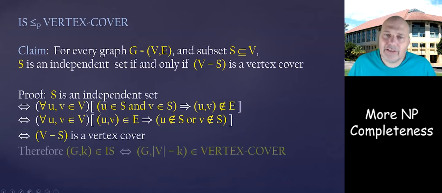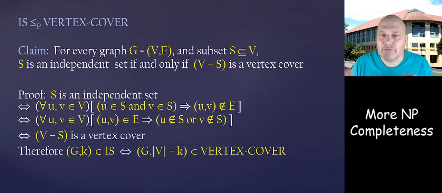Now, given that, the construction is going to be pretty easy. G, K is an independent set if and only if G and the size of V minus K is in vertex cover. Because if you have an independent set of size K, take its complement, it's going to be a vertex cover of size V minus K, and vice versa. Take a vertex cover, you can turn it into an independent set. So this is the reduction.